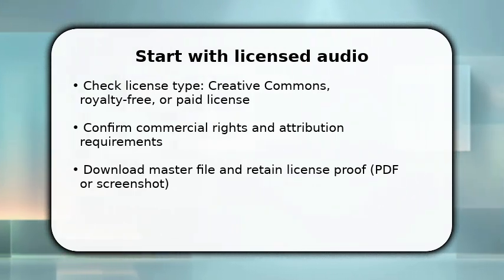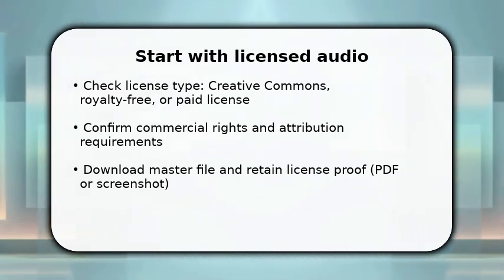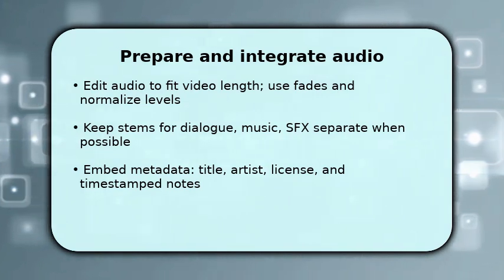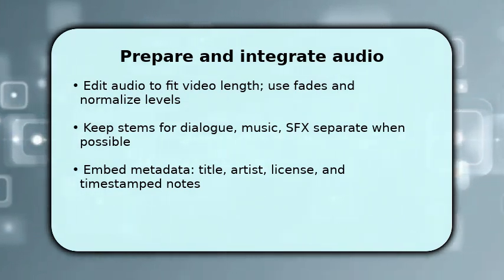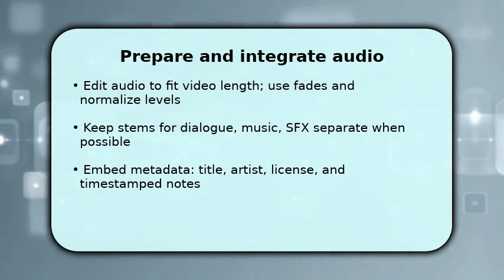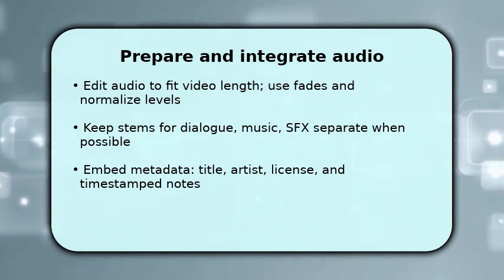If the track requires attribution, prepare the exact credit line now so you can paste it into the video description when you upload. Next, you edit and integrate the audio into your edit timeline. Trim and fade the track so it complements dialogue, and normalize levels to avoid clipping or drowning speech. Once done, export stems if you might swap or mute music during review.